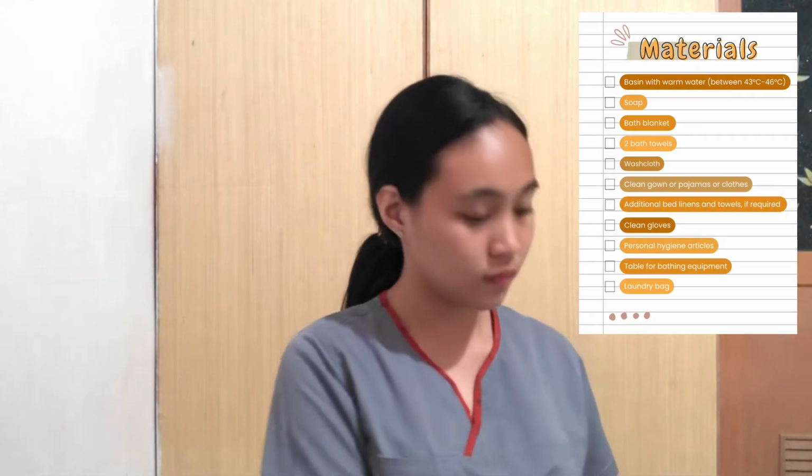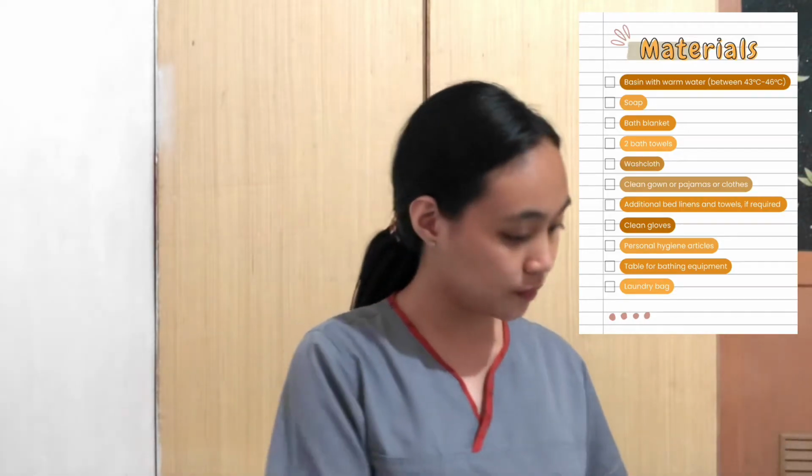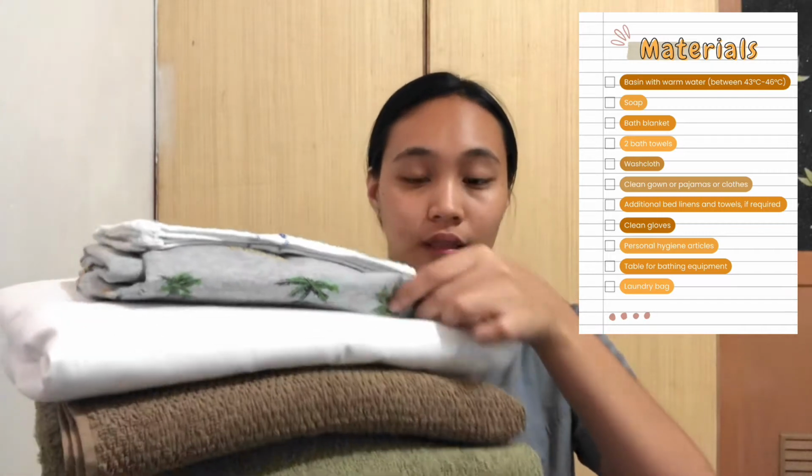For this procedure, we will be needing a basin with warm water between 43 degrees Celsius and 46 degrees Celsius, soap, linens including a bath blanket, 2 bath towels, a washcloth, clean gown or patient pajamas or clothes, and additional bed linens or towels if required.